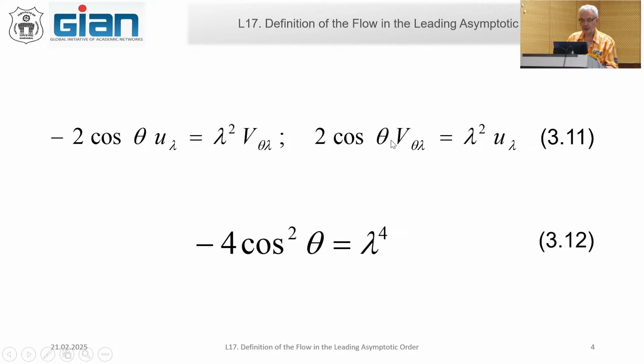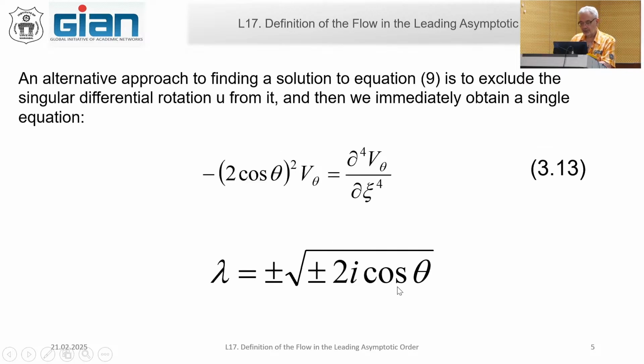And the same situation holds for the second equation of this type. So obviously from these two equations we have the characteristic equation, which is written here like that. And it's a fourth order equation, as you can see.